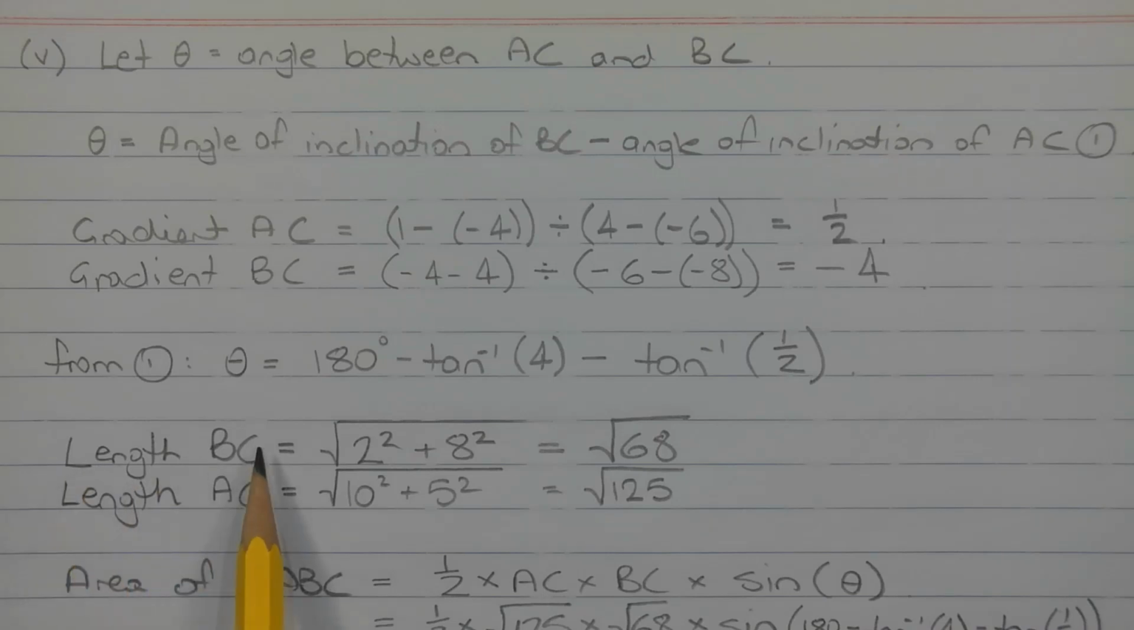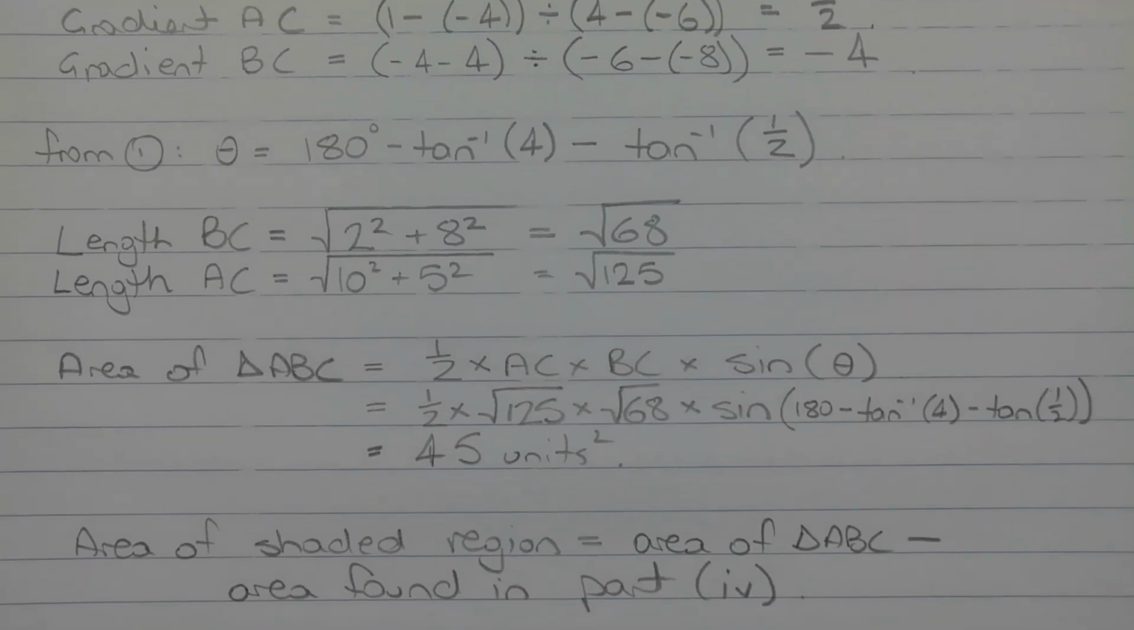Next, we need the length of AC and BC. So length BC, using the distance formula, is equal to the square root of 2 squared plus 8 squared. So that's the difference in the x coordinates squared plus the difference in the y coordinates squared. And that equals the square root of 68. So I've left that in exact form, just like I did with angle theta. Notice that I did not evaluate this, so I'm going to leave it in that form. And length AC is equal to the square root of 10 squared plus 5 squared, and that equals the square root of 125.